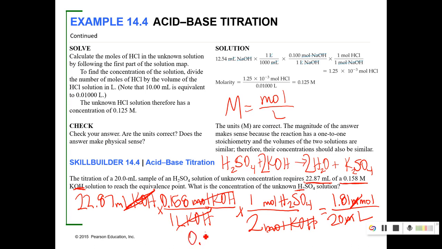And you should get 0.0903 molar H2SO4. Now you may have gotten 0.0905. That's because you just typed in what I wrote over there, but I left my number in the calculator. Now just remember, it's fine as long as it's multiple choice, just don't pick none of the above.